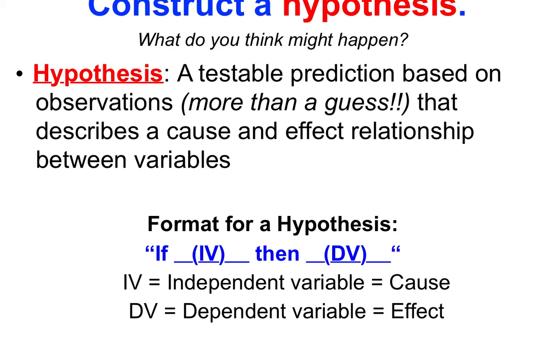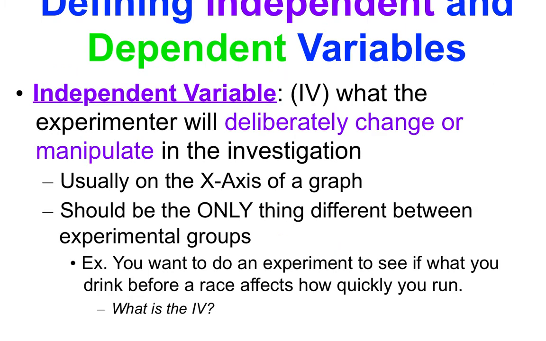There's usually a format for this that we teach students. That's an if-then statement. If my independent variable, which is my cause, then my dependent variable or my effect will happen. Determining and defining these independent and dependent variables can be tough and challenging.